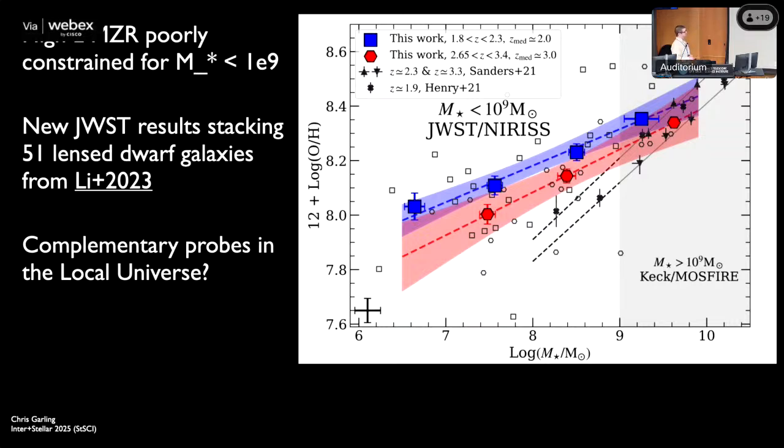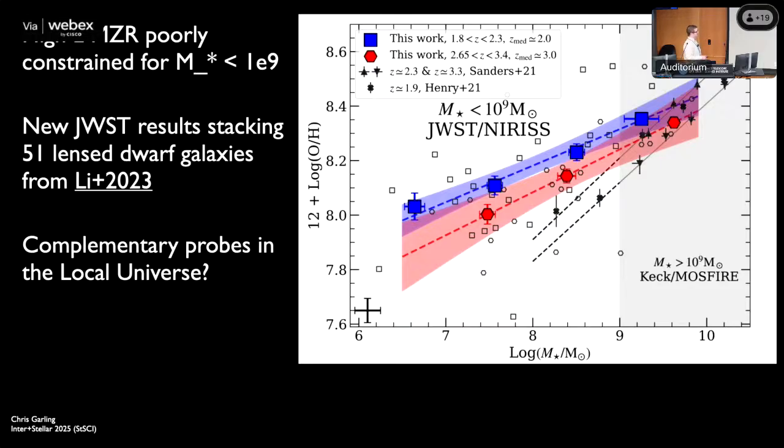Historically, this has been pretty poorly constrained below about 10 to the 9. There's been some recent James Webb work, which has been extremely impressive, where they took 51 dwarf galaxies that are behind a galaxy cluster, and so they're strongly lensed, and they were able to obtain stacked mass metallicity relations. The squares and the circles are measurements for individual galaxies. It's hard to measure them for each individual galaxy, but when they stack the spectra and do a joint stacked analysis, they're able to produce these 2 MZRs: the blue is roughly z of 2 and the red is roughly z of 3.